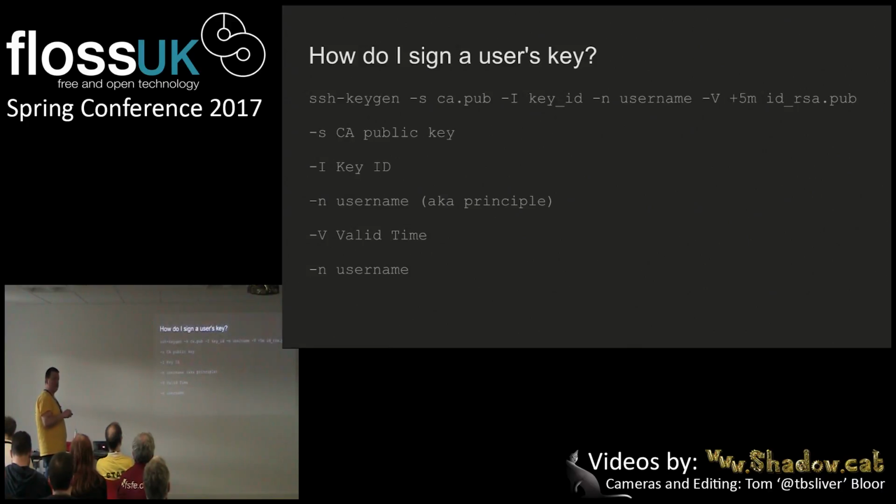So is anybody interested in this? Cool. This is how you sign a certificate. It's all done with ssh-keygen. The public key of the server, the key ID, so what you want the server to log, the principal or username, how long it's valid for. By default, ssh-keygen adds 5 minutes in the past as well for you. You can stop it doing that if you're absolutely confident of your time sync. And the actual public key. So that gives that person access without having to touch your server at all.